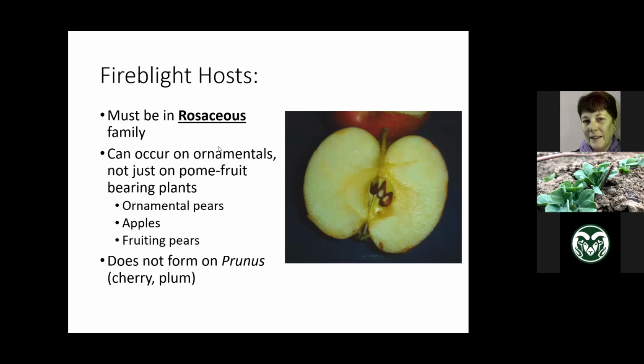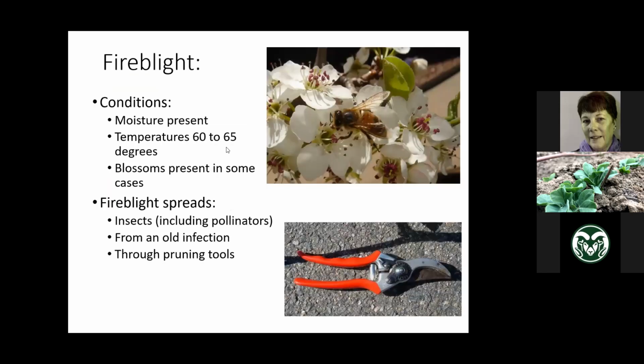So moisture has to be present. Temperature 60 to 65 degrees, and blossoms in some cases, for fire blight to get into plants. And that's because we have bees that pollinate the apples, and the bees can actually pick up the fire blight from the nectaries of the blossoms and move the bacteria from blossom to blossom. It's not intentional, but it is what it is. They like the sweet nectar, and so the bacteria could be in there, and then they can move it around.